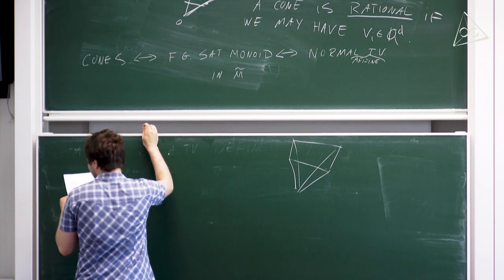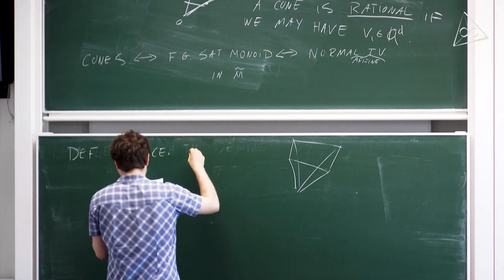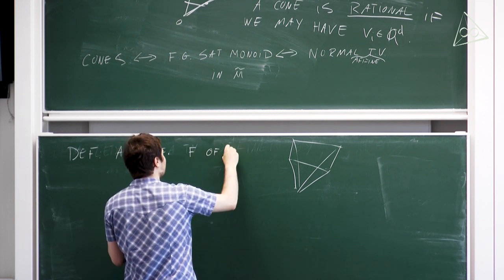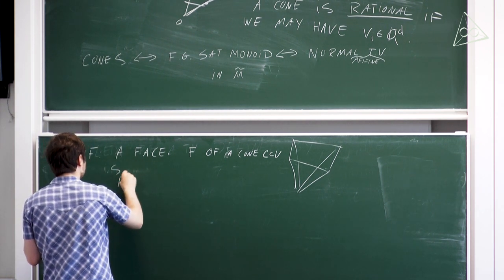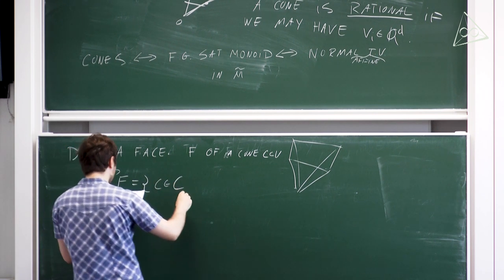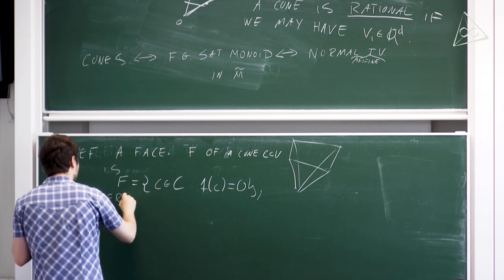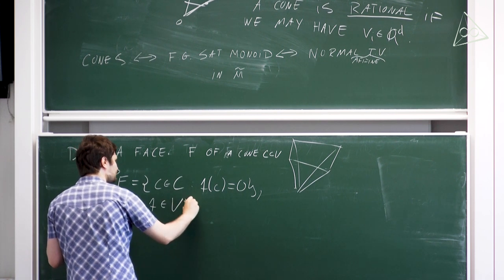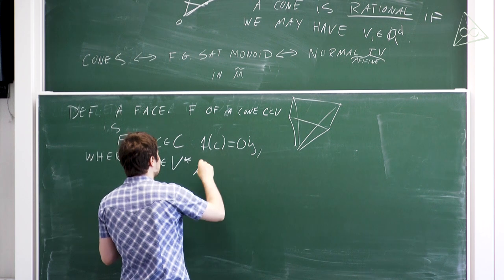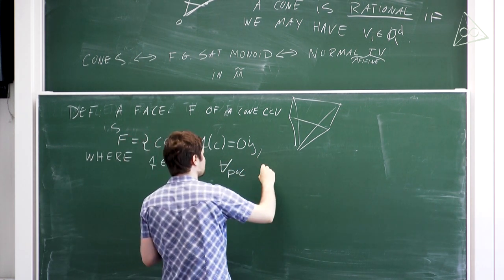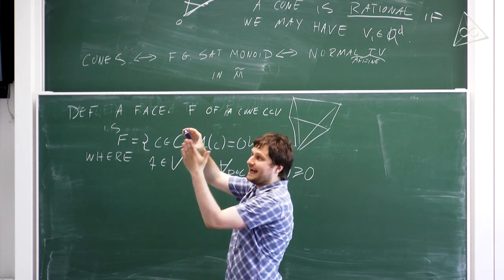Okay, so we need a few more basic definitions. A face F of a cone C in V is a subset of the cone on which a certain function vanishes. So f is a linear function in the dual vector space, such that for every point p in the cone, f of p is non-negative. That's a face.